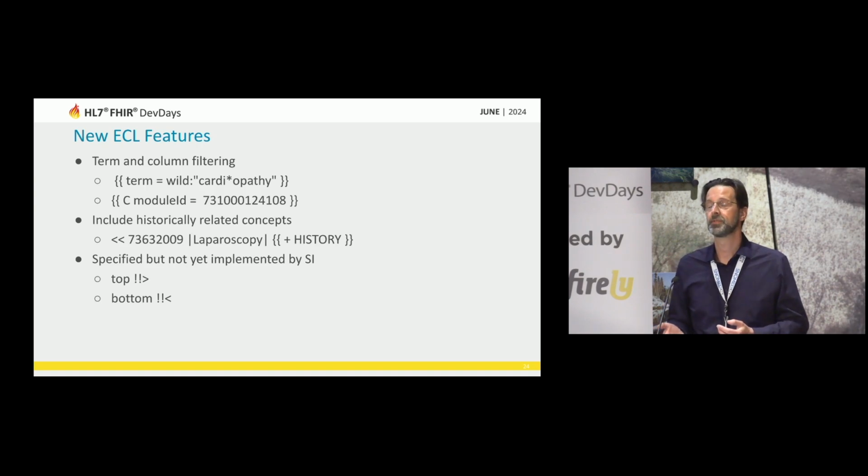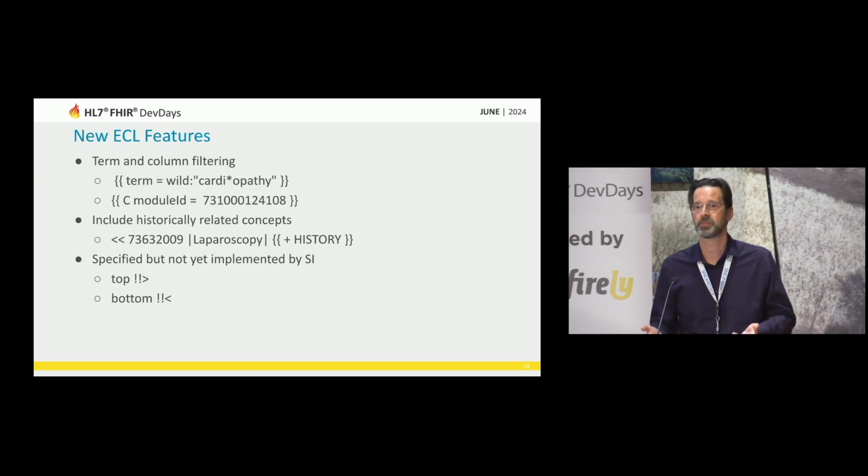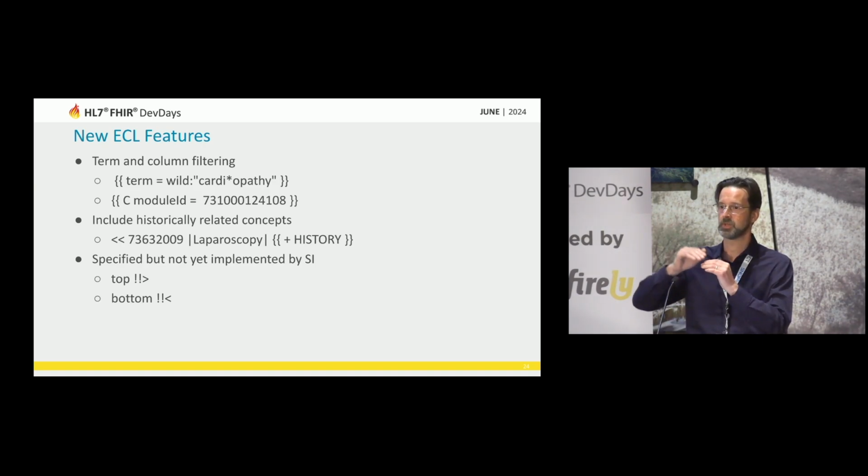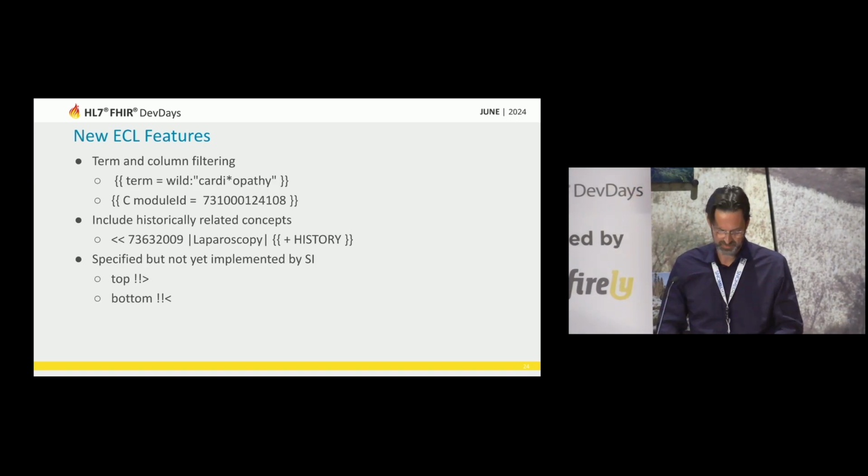Now, a good use case for that is if you held your data as very fine-grained data, the most specific concept you could find on a patient, but for your transmission, you were limited to some subset of SNOMED CT. The example of that would be the International Patient Summary. Then the bottom operator would let you find the closest concept, which is one of your ancestors, but is part of that set.